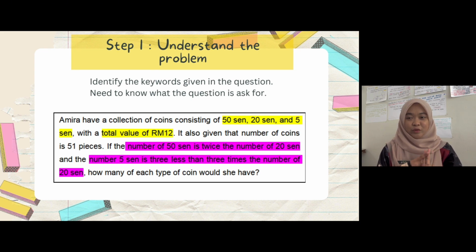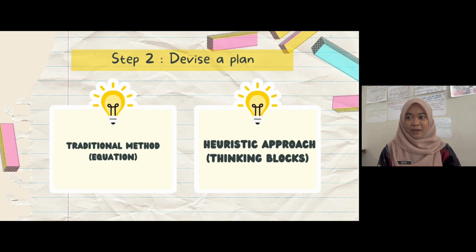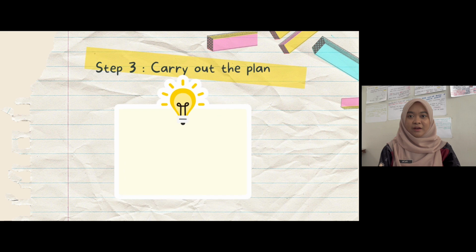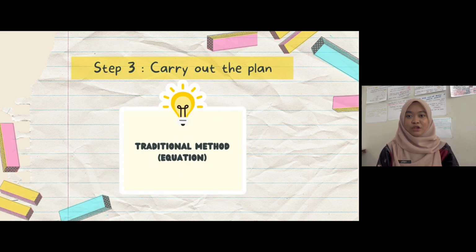So all the information, the keyword I have highlighted in this diagram. Okay, step 2, we have to devise a plan. There are many ways to solve the problem, but for this question, I will show 2 steps to solve this question, which is the first one is traditional method by using calculation, and the second one heuristic approach by using thinking blocks. Let us start with the carry out the plan for the first one, which is traditional method.